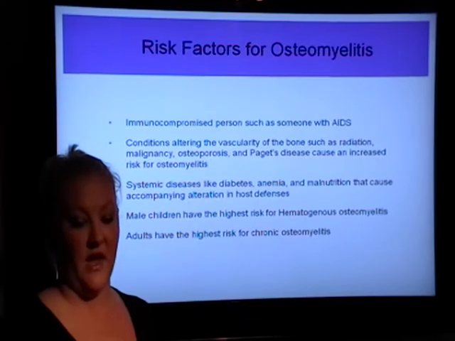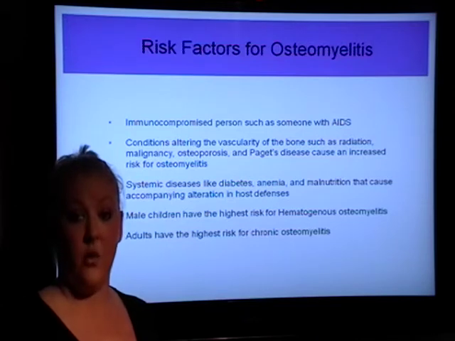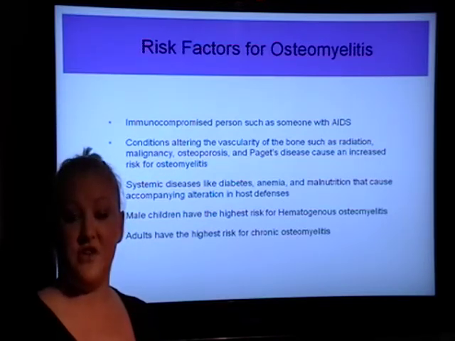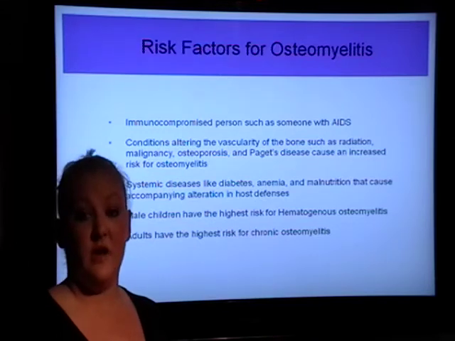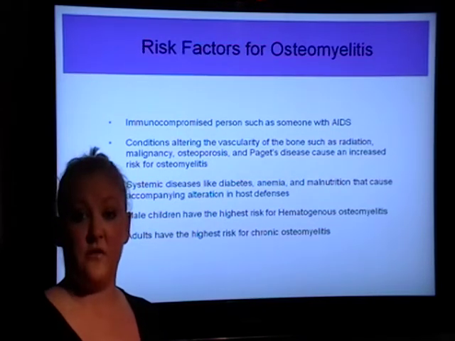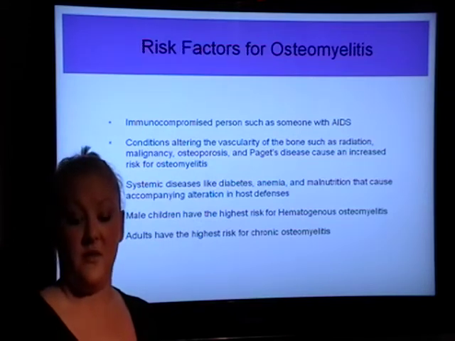Risk factors for osteomyelitis. Any immunocompromised person, such as someone with AIDS, has an increased risk of acquiring osteomyelitis. Conditions that alter the vascularity of bones, such as radiation, malignancy, and osteoporosis, also increase the risk of acquiring osteomyelitis. Systemic diseases like diabetes, anemia, and malnutrition that cause accompanying alteration in host defenses once again give an increased risk factor for acquiring osteomyelitis. Male children are at the highest risk for hematogenous osteomyelitis, and adults have the highest risk for acquiring chronic osteomyelitis.